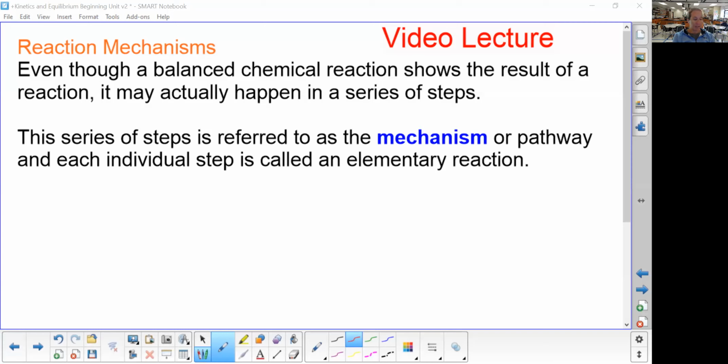So even though a balanced chemical equation does show the result of a reaction, it may actually occur in a series of steps. And that's what a reaction mechanism is. It can be thought of as the pathway. And each step is known as an elementary reaction, for vocab there.